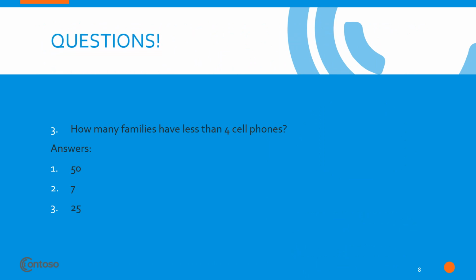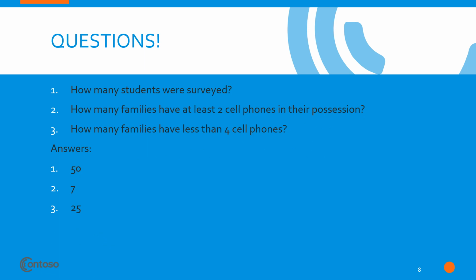Right. So now we have the questions. How many students were surveyed? The answer is 50. How many families have at least 2 cell phones in their possession? The answer is 7. And how many families have less than 4 cell phones? There are 25.